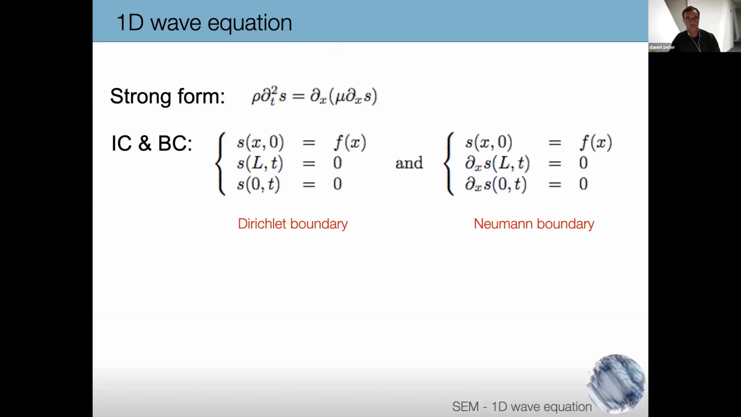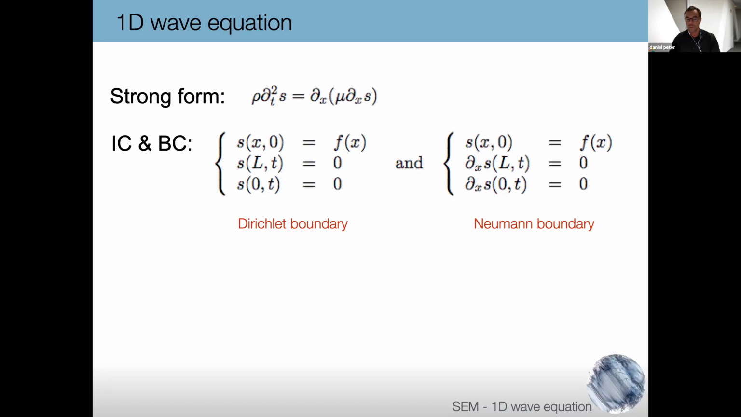about the wave equation. So this is the wave equation, and then we have these two boundary conditions, Dirichlet and Neumann boundaries. And so the Neumann boundary, you see, that's the free surface boundary, where we impose that the derivatives of S are equal to 0. This is a stress-free boundary.